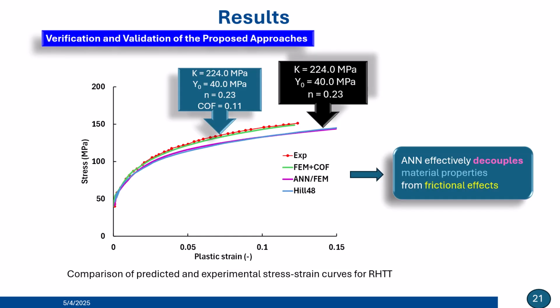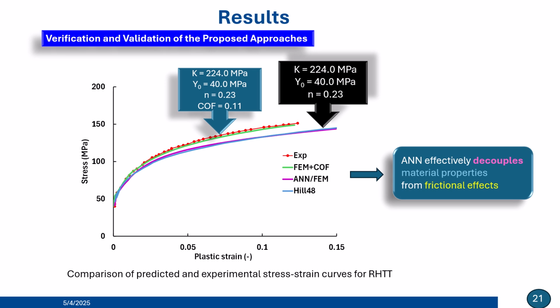Furthermore, we compared the resulting stress-strain curves to demonstrate the decoupling of friction. This stress-strain comparison provides compelling validation of our approach. The red curve, labeled experimental curve, represents the apparent flow stresses derived directly from raw experimental data, which inherently includes frictional effects. The green FEM plus friction curve shows our simulations, including the friction, matching the experiment.